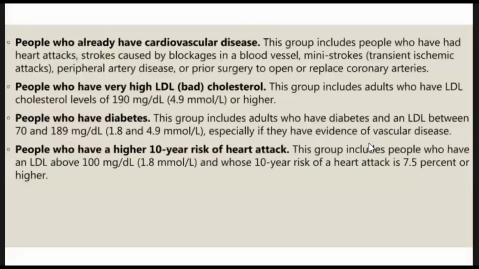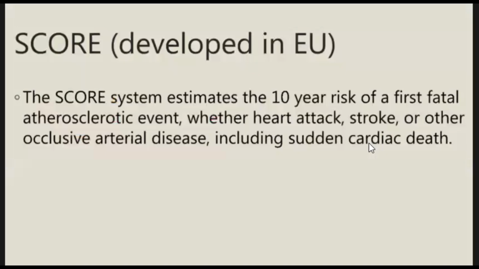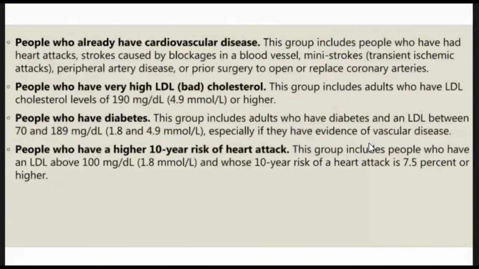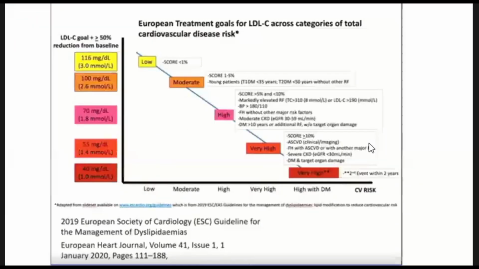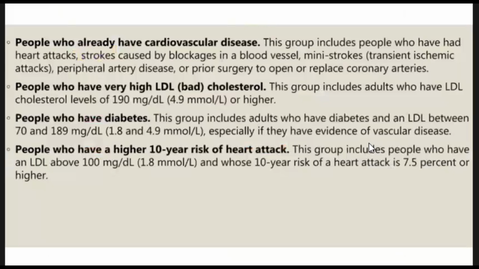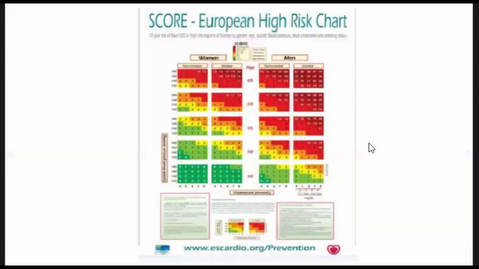And how do we risk stratify the patients? We give a score by using a system called SCORE. This score estimates the 10-year risk of first fatal atherosclerotic event as a heart attack, stroke, occlusive arterial disease, or sudden cardiac death. These are the group that I have highlighted here. So if the patient has already a cardiovascular disease or LDL more than 70, patient who have diabetes, and 10-year risk more than 7.5%, all should be treated.